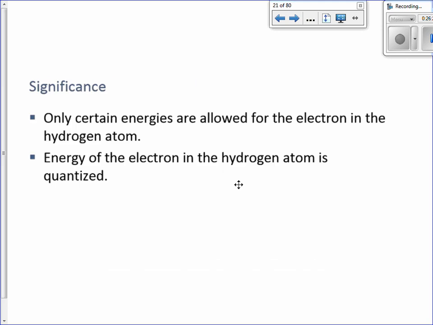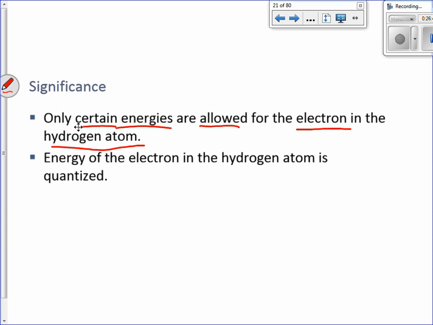All right, so the significance. Why is it important? Only certain energies are allowed for the electron in hydrogen. Those certain energies are those packets or quantized energy that we've been talking about. So they only allow certain ones, okay?